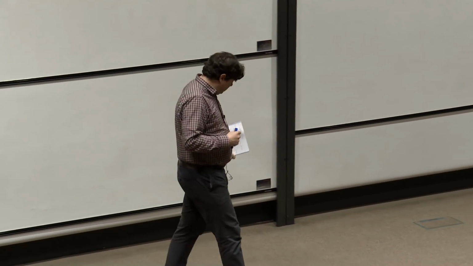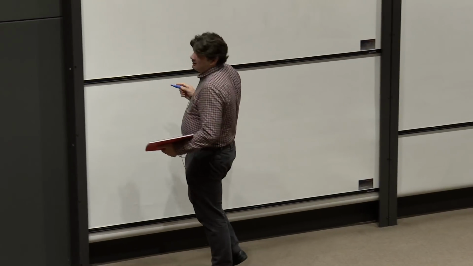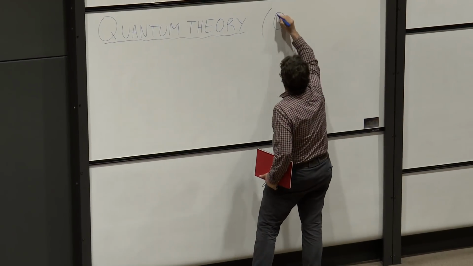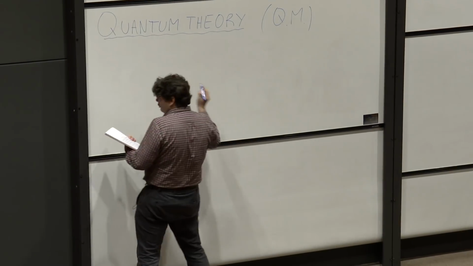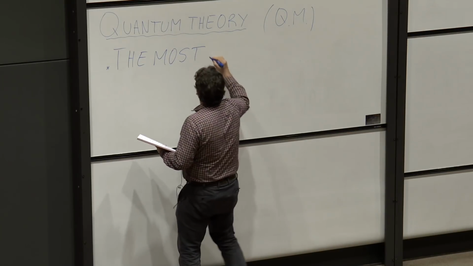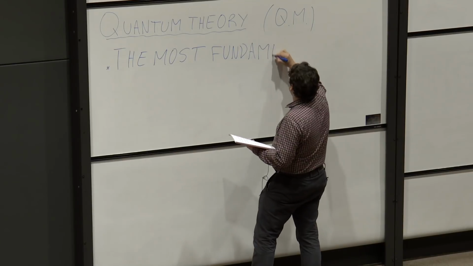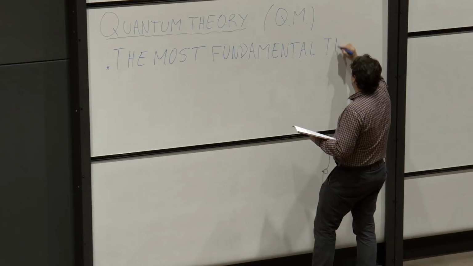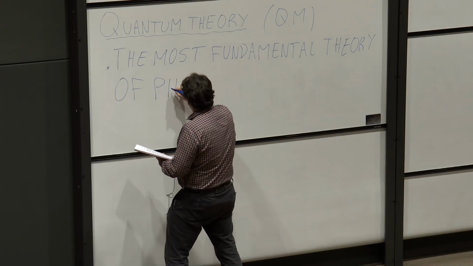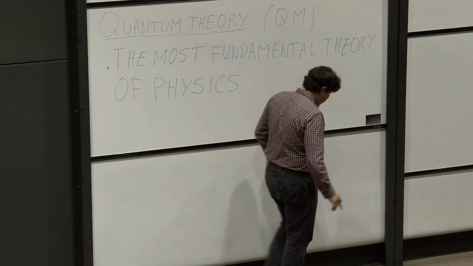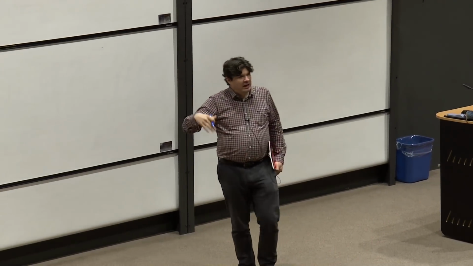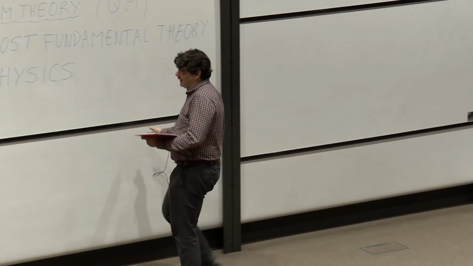This course will be about quantum theory, and I will start by telling you three important things about quantum theory, or quantum mechanics, as they call it in other places. The first thing is that this theory is the most fundamental theory of physics. All modern theories, actually all the theories over the last 50, 60, 70 years, are built upon quantum mechanics. Any theory, to be consistent, has to agree with quantum mechanics.